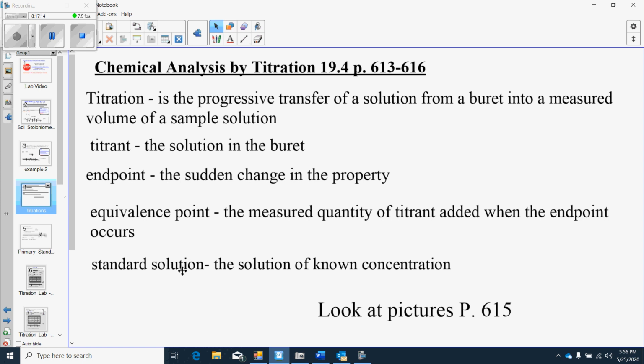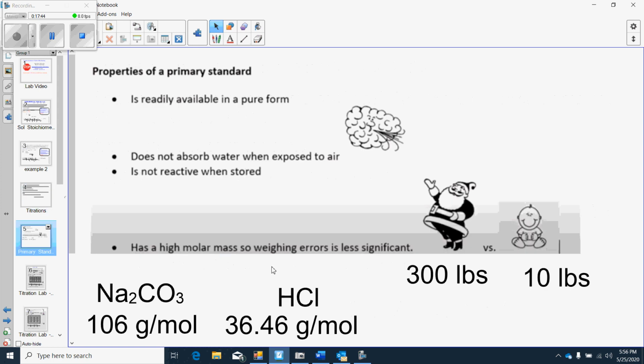And standard solution. So a standard solution is a solution where you know the concentration. So in the lab, when we were looking for the concentration of NH3, ammonia, we had to do 2 titrations. Our first titration was actually to standardize our HCl. So we had to do a titration just to make sure we knew exactly what the concentration of our HCl was. Then we can use that in order to find the concentration of ammonia. So standard solution. Mrs. Tate also talked about a primary standard.